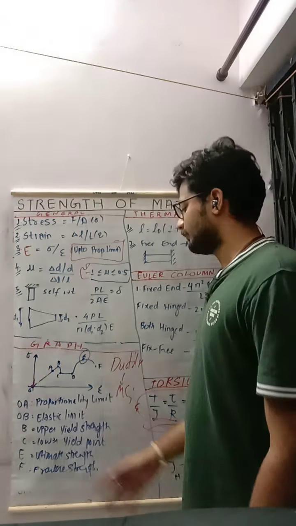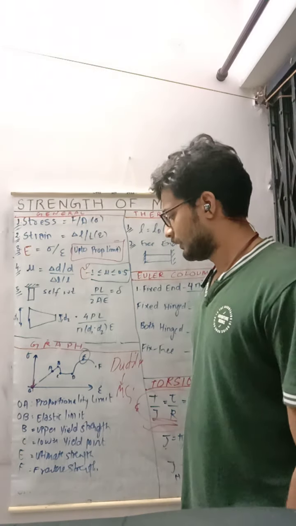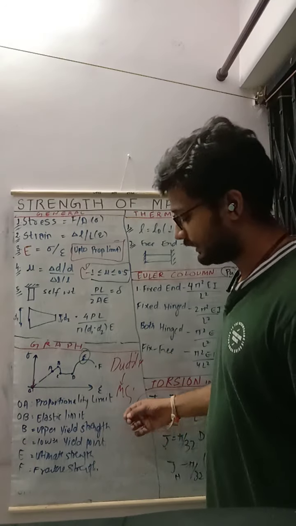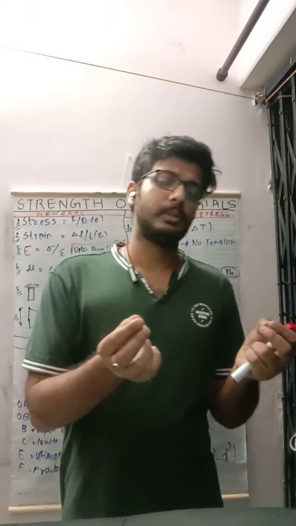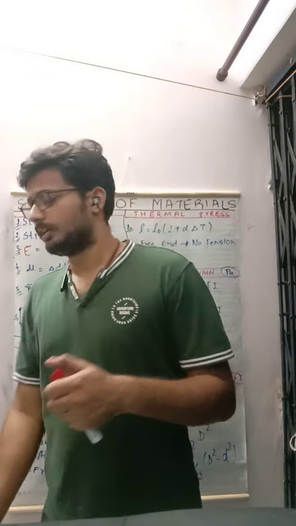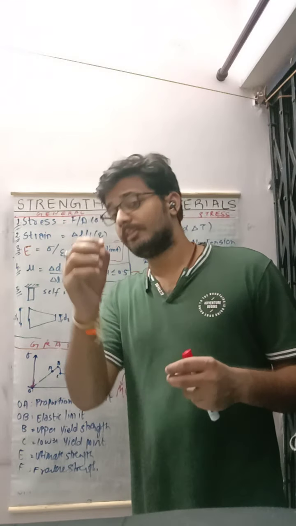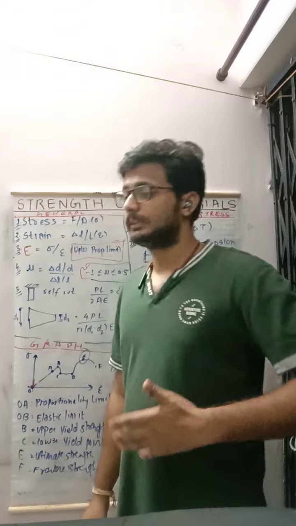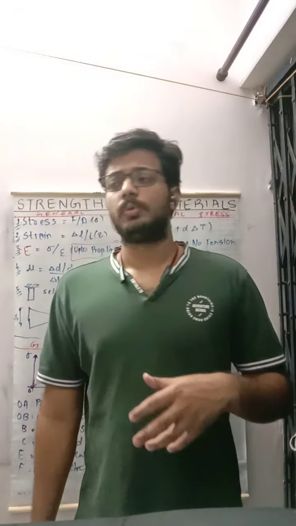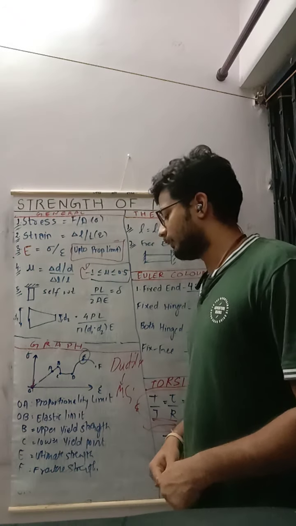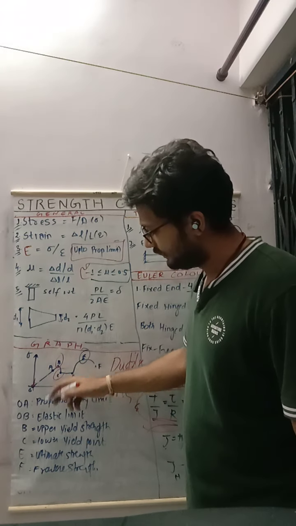O to A is the proportionality limit, the limit till which this equation holds good. Then O to B is the elastic limit. Elastic limit means when you stretch something and release it, it should come back to its original position. The moment you cross point B, there will be certain permanent deformations due to the yielding of the material. We have the upper yield point and the lower yield point. B is the upper yield point and C is the lower yield point.